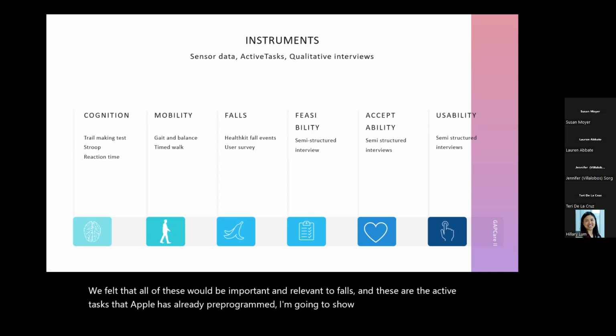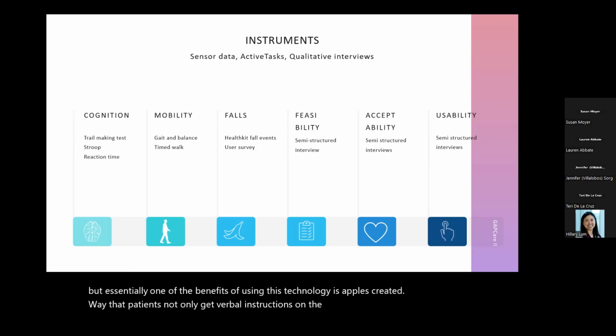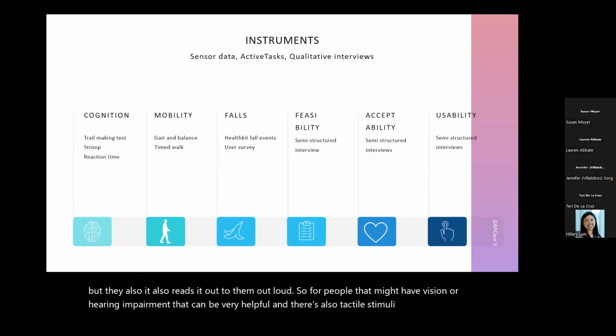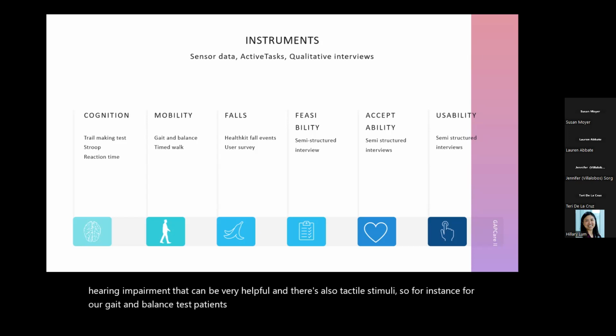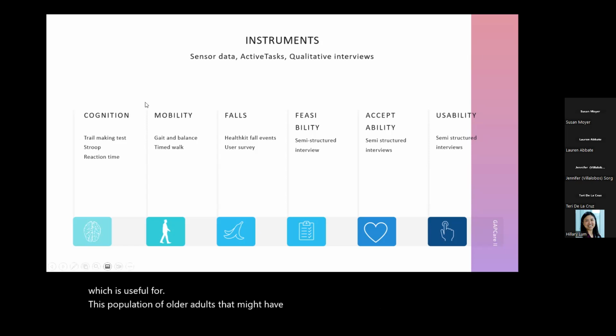I'm going to show you a screenshot of those later, but essentially one of the benefits of using this technology is Apple's created a way that patients not only get verbal instructions on the screen of how to do this measure, but it also reads it out to them out loud. So for people that might have vision or hearing impairment, that can be very helpful. And there's also tactile stimuli. So for instance, for our gait and balance tests, patients have to walk and then turn around, and you get a tactile stimulus on your watch when you have to turn around. So you get multiple prompts, which is useful for this population of older adults that might have disabilities.